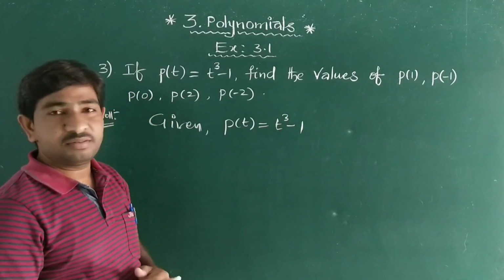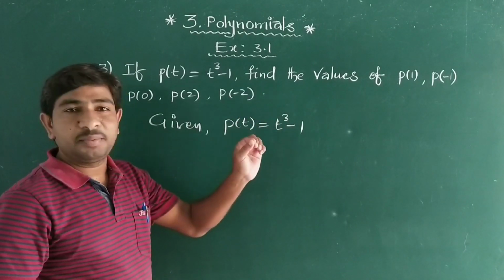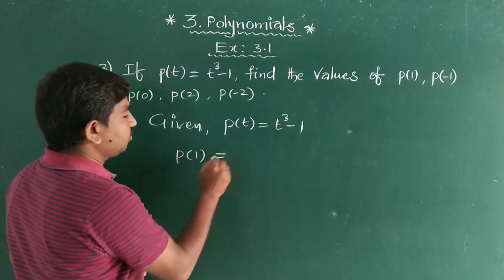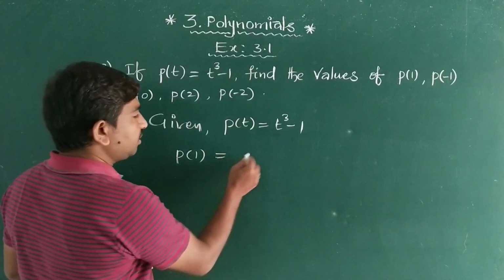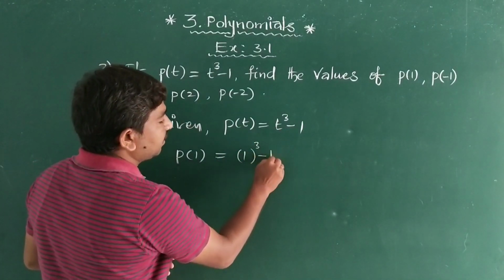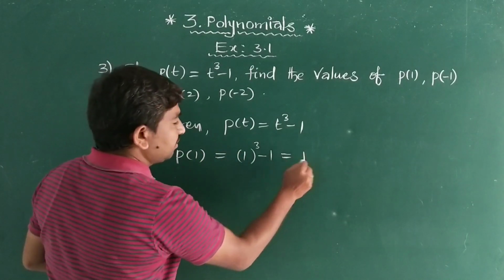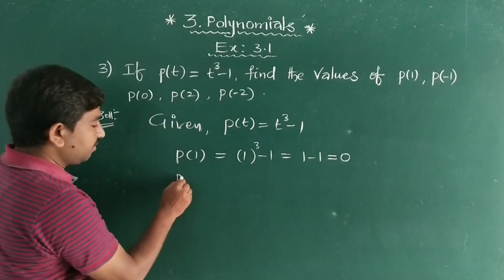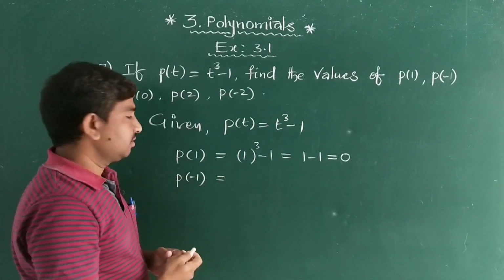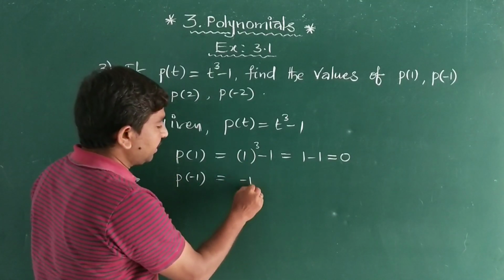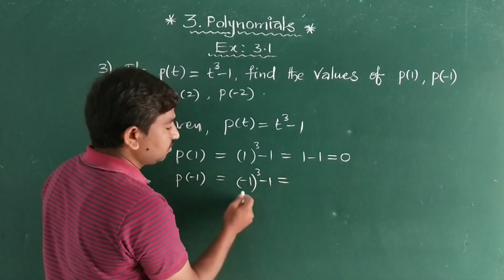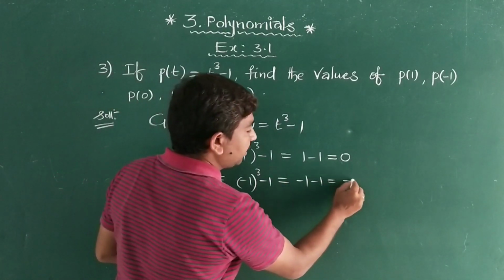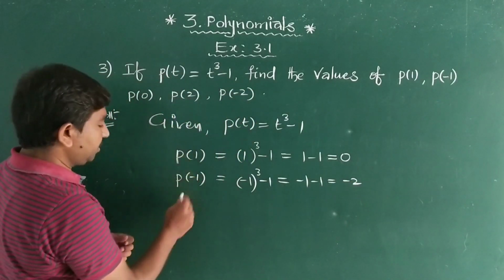So we have to find the first one. What is the value of p of 1? Substitute t by 1. So p of 1 is equal to 1 whole cube minus 1. That is 1 cube, which is 1, minus 1, which is 0. Now the second one is p of minus 1. Substitute t by minus 1: minus 1 whole cube minus 1. Minus 1 whole cube is nothing but minus 1, and this is minus 1. Minus 1, minus 1 gives minus 2.